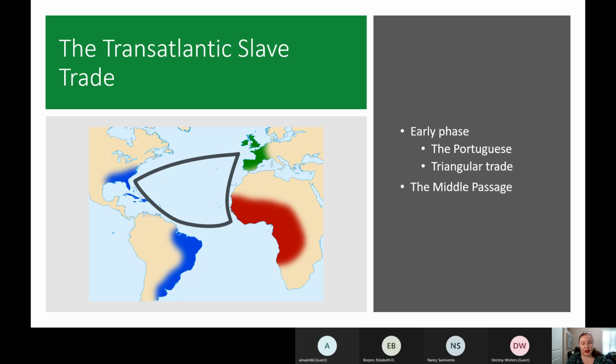So the part here in the middle of the trade, the shipment from Africa to the Americas, is the part that we call the Middle Passage. Okay, this is by far the most horrific portion of this triangular trade.